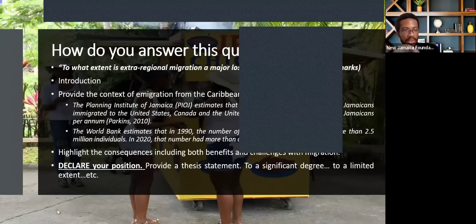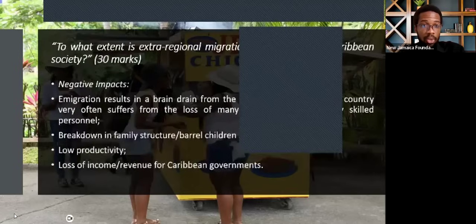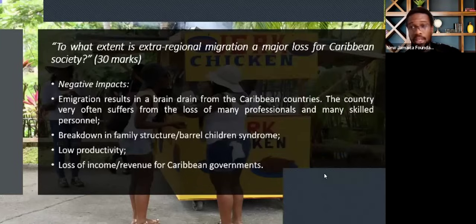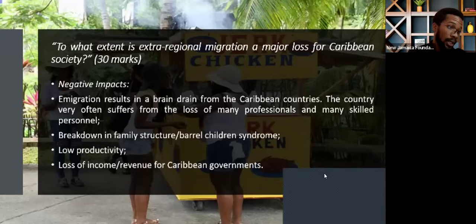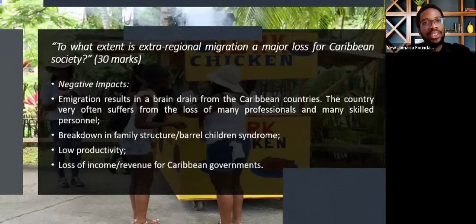So let me finish the how to respond, and then I'll go right back into the questions, or rather the comments that are being shared here, because they're very useful comments and definitely keep them coming. But let me finish this one minute, where we see some of the negative impacts of migration, or rather immigration. It results in brain drain, as you've said. The country very often suffers from the loss of many professionals and many skilled personnel. You could look at a breakdown in the family structure, or barrel children. So for instance, a mother might go overseas to work and send back a barrel of gifts to the child, but the mother is unable to socialize that child in certain values.